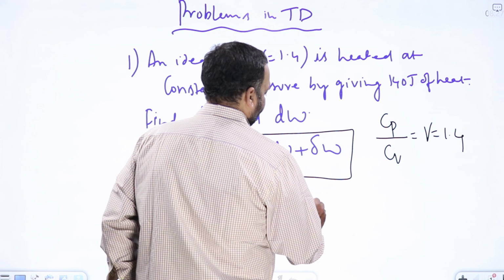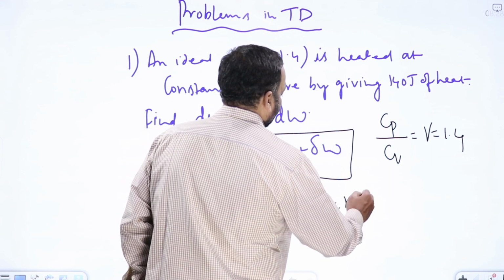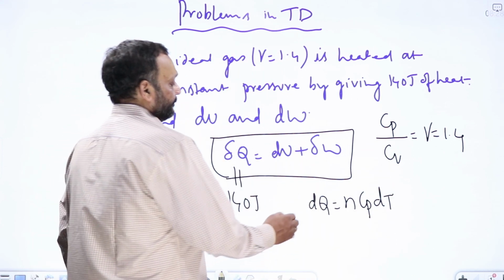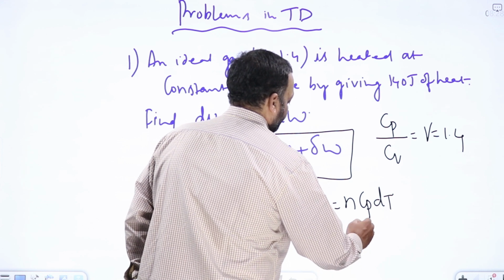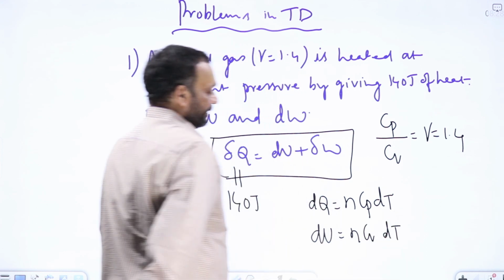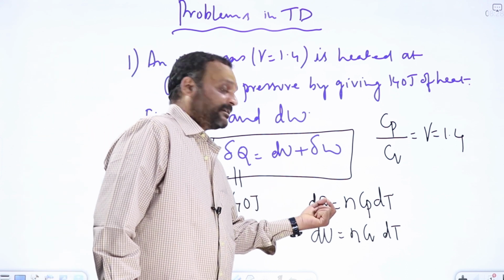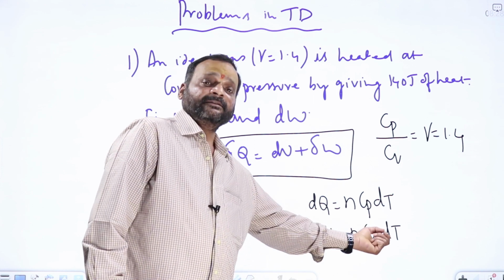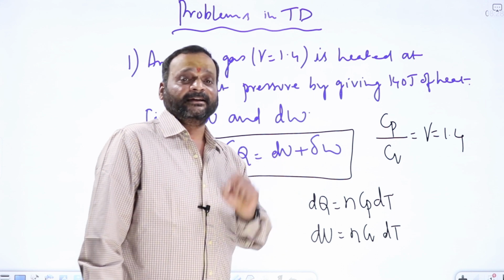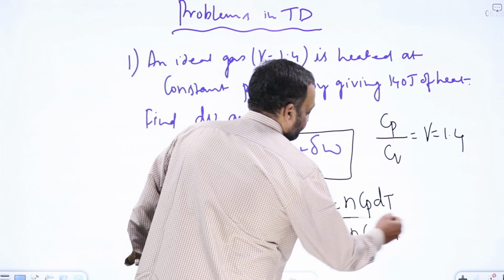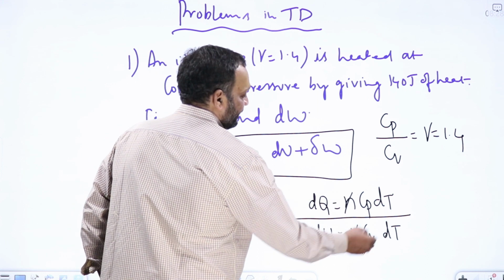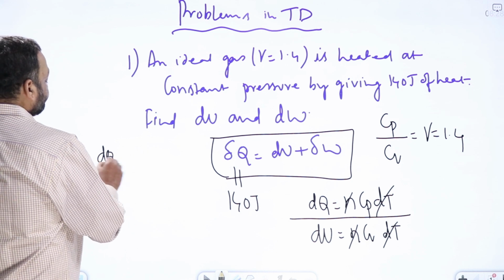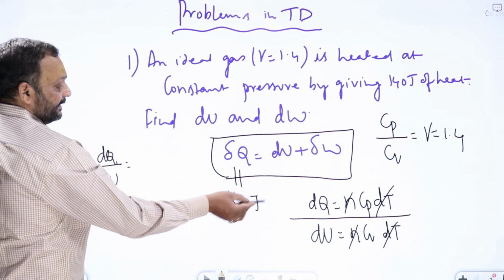In an isobaric process, we know that dQ equal to n Cp dT. And what is dU? dU equal to n Cv dT, for an ideal gas. So in a constant pressure process, dQ equals n Cp dT, and change in internal energy is n Cv dT. So I will divide these two. When I divide these two, n and n get cancelled, change in temperature dT also gets cancelled. So dQ by dU equal to Cp by Cv.